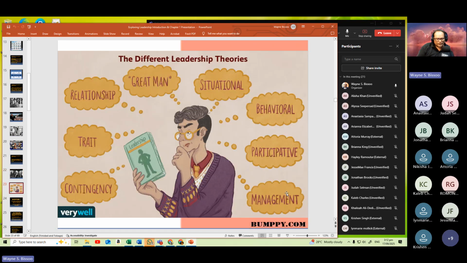So when we start to look at the leadership studies, we're going to be looking at all of these different theories in the context of how they arose and how they were influenced.